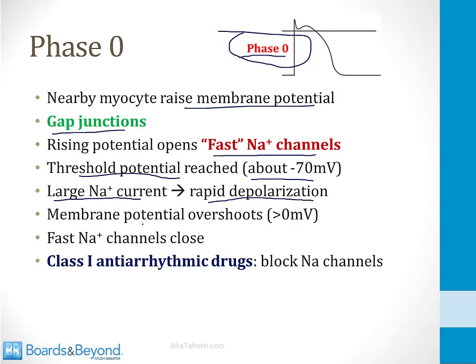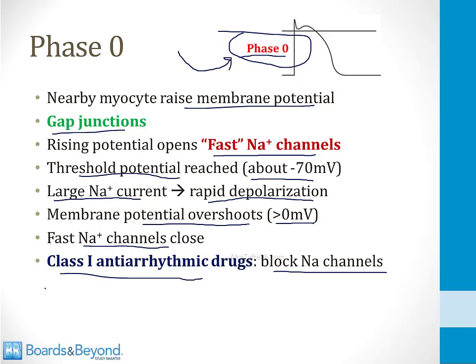Eventually, the membrane potential overshoots and becomes greater than 0 millivolts. At this point, the fast sodium channels close. And an important clinical tie-in of phase 0 of the cardiac action potential has to do with class 1 antiarrhythmic drugs. I talk about these in another video, but they all work by blocking sodium channels and delaying phase 0 of the action potential.